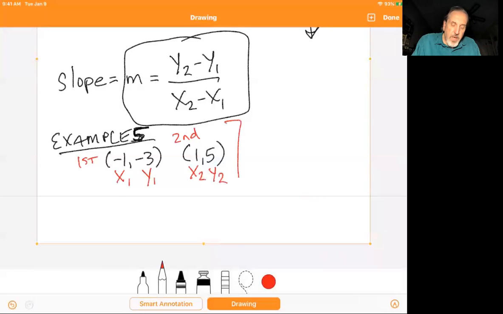So now that I've distinguished my x and y values, I'm going to plug them into the formula. M equals y2, y2 is 5, minus y1. Now be careful here, we're subtracting a negative number.